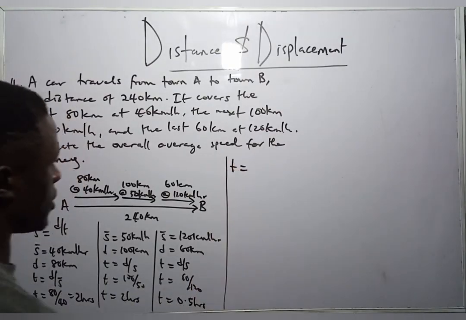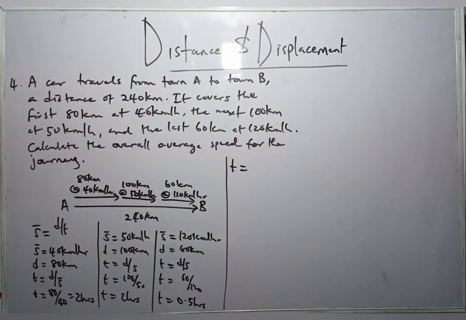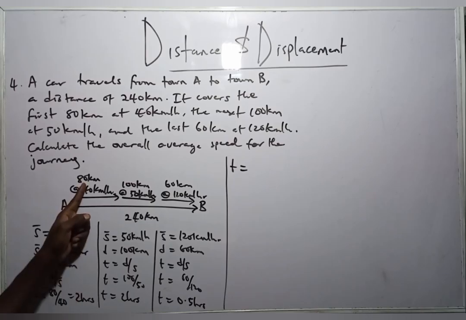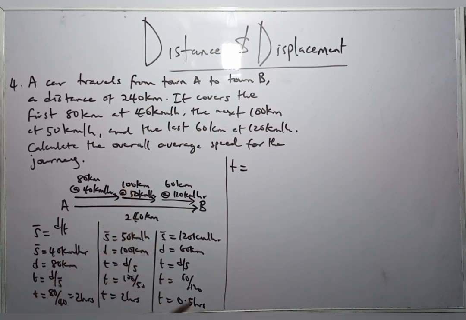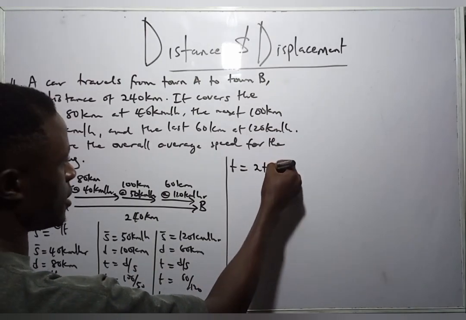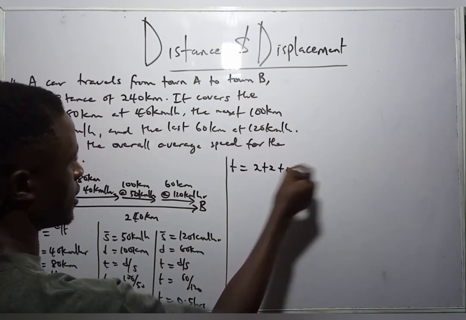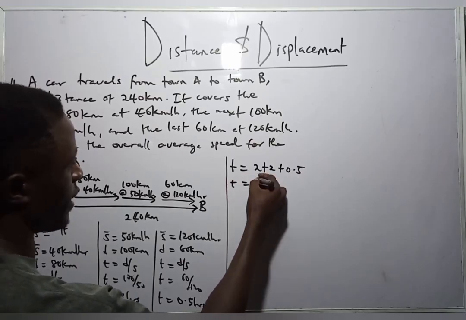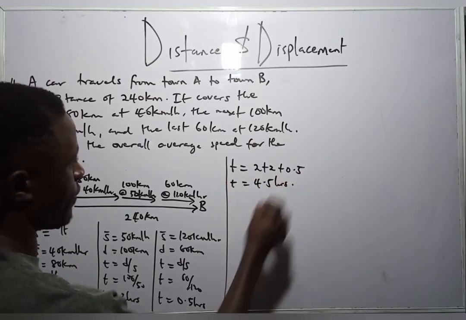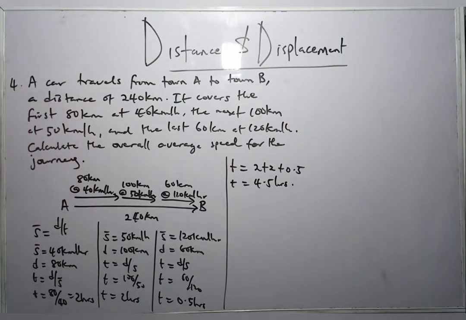We are going to add all the time together because he spent 2 hours to cover 80 kilometers in the first journey, 2 hours to cover 100 kilometers in the second journey, and 30 minutes to cover 60 kilometers in the third journey. So we add all the time together and see what the total time will be. 2 plus 2 is 4. 4 plus 0.5 is 4.5 hours. So the total journey took him 4.5 hours from town A to town B.